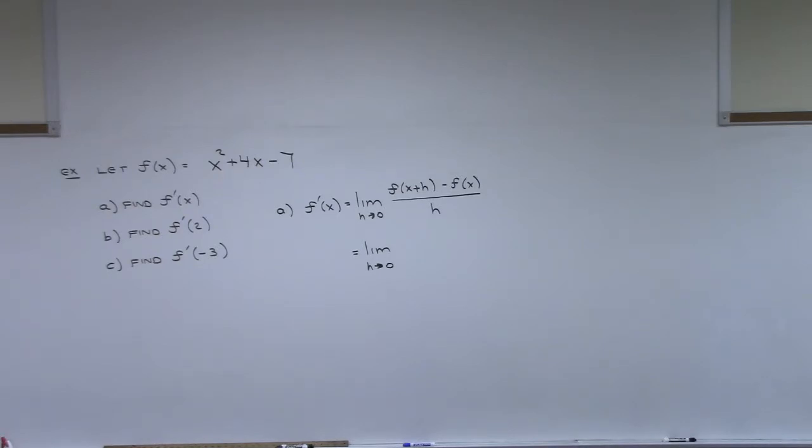Now I noticed when you plugged in x plus h, you're plugging in x plus h in this. You plugged it in here, but I don't think you plugged it in here. This should be right here, plus 4 times x plus h in parentheses. I'm going to write it up on the board so you can see what I'm saying.